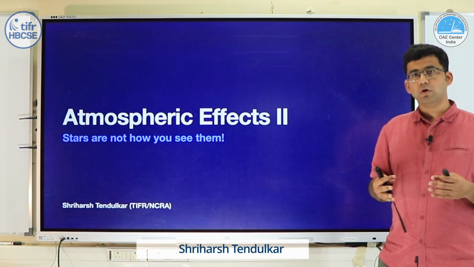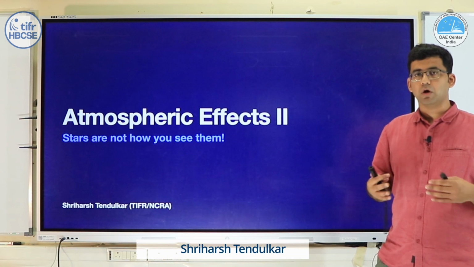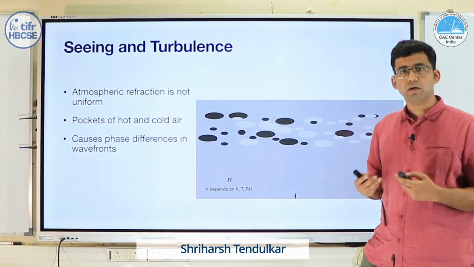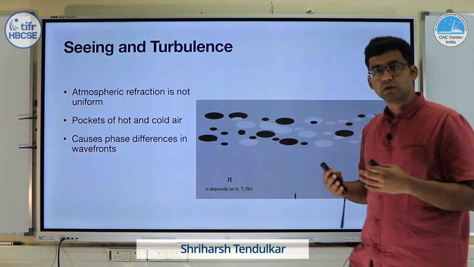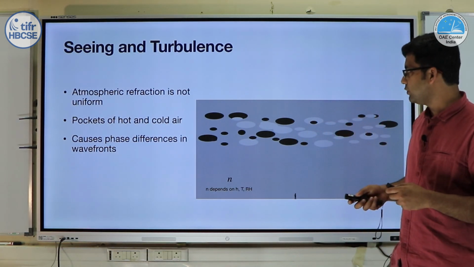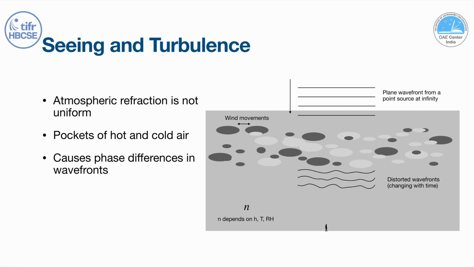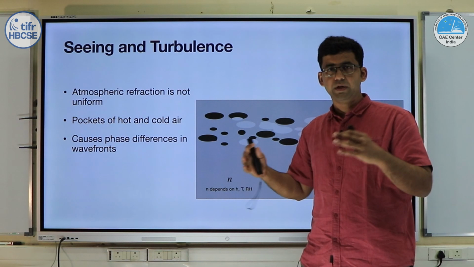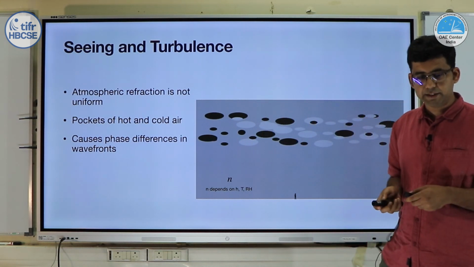Hello, today we are going to talk about the effects of the atmosphere on optical observations. Specifically, we are going to talk about seeing and turbulence. The atmosphere is not uniform. The atmospheric refraction effects are also not uniform. There are pockets of hot air and cold air of various sizes. They are distributed from hundreds of meters to few centimeter scales.